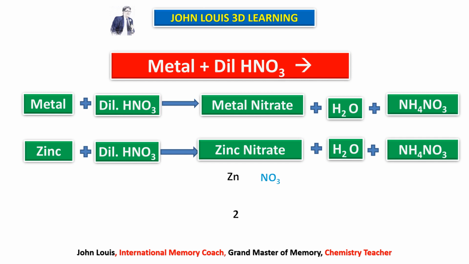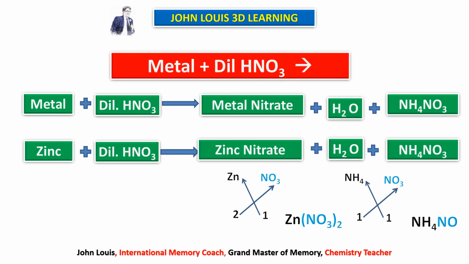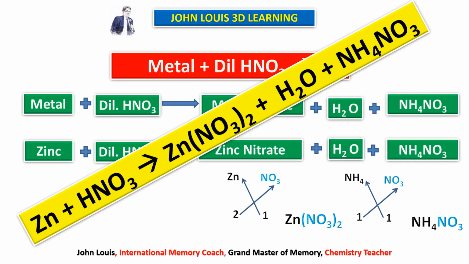How can you write the formula? Zn NO3, 2 and 1. You get Zn(NO3)2. Ammonium nitrate, we already know the formula, NH4NO3. How did you get it? Ammonium has valency 1, nitrate valency is also 1. If you interchange, you get NH4NO3. Therefore, what is the equation? Zn plus HNO3 gives Zn(NO3)2 plus H2O plus NH4NO3.